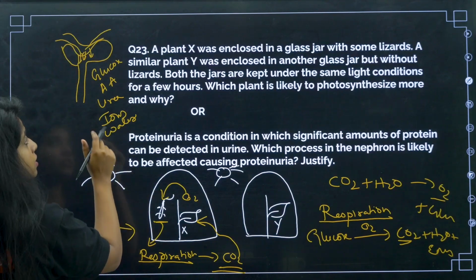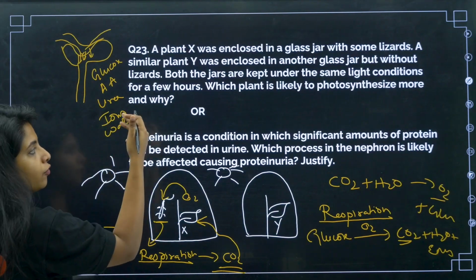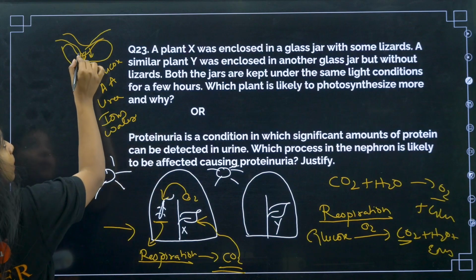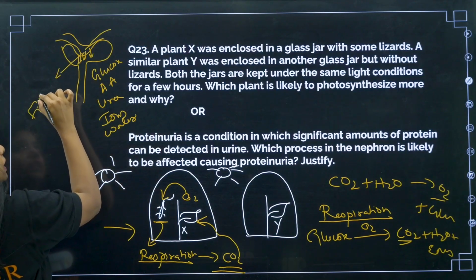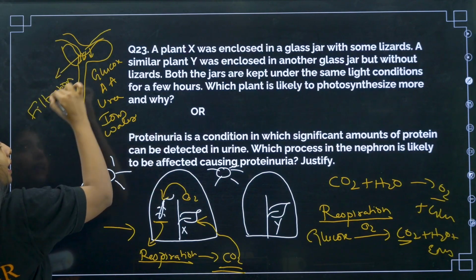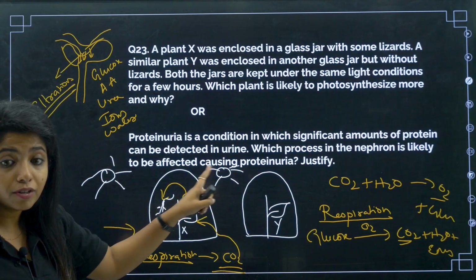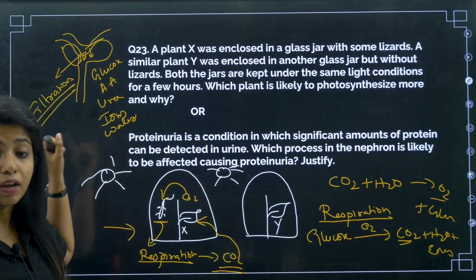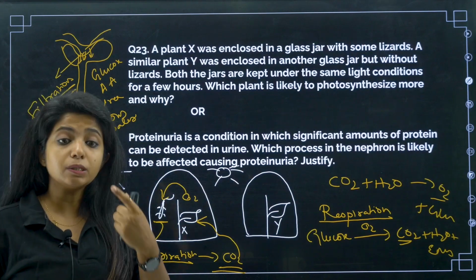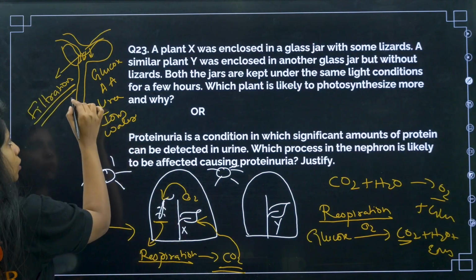But over here, if you are saying that in the urine which is produced by the nephron, you have protein, then probably this process, that is filtration, might not have taken place properly. Which process in the nephron is likely to be affected, causing this proteinuria? Filtration is that process.